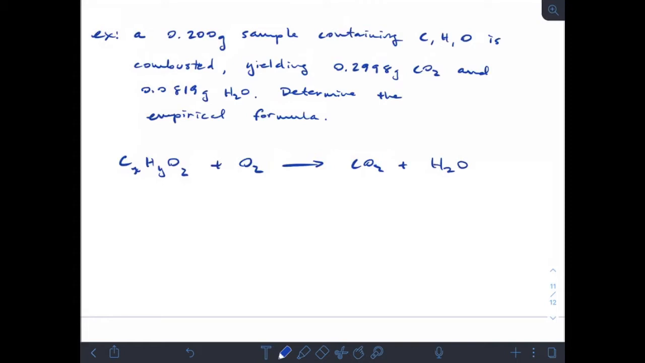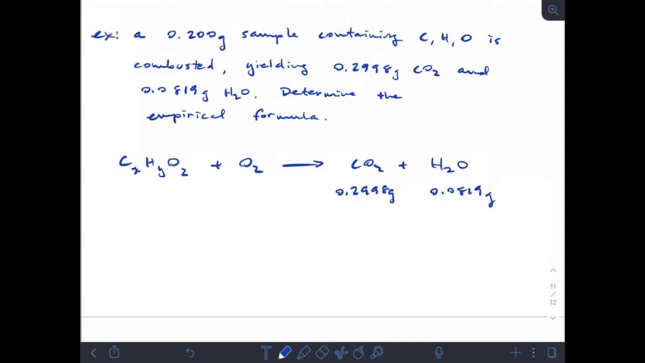Okay, and so when we did this, we found out that our carbon dioxide was 0.2998 grams and our water was 0.0819 grams. Okay, so if we only had one reactant, we could just do a little mass conservation subtraction and just determine what the things are there. But some of that oxygen in the products came from the O2. So we need to figure out how much of each comes from where in order to determine our empirical formula.